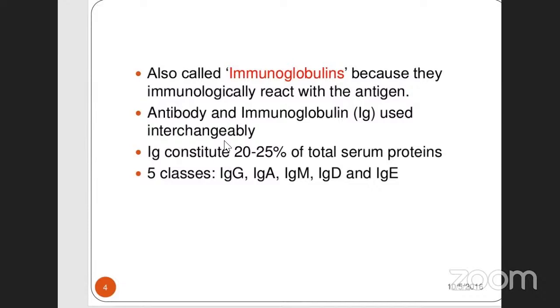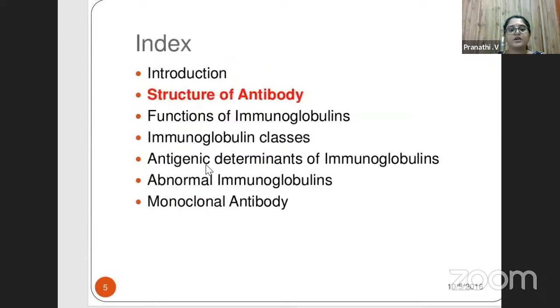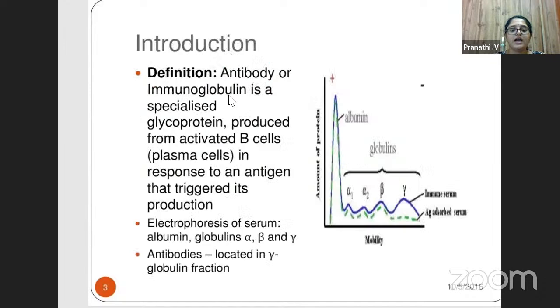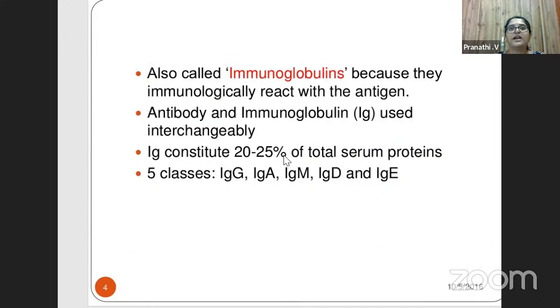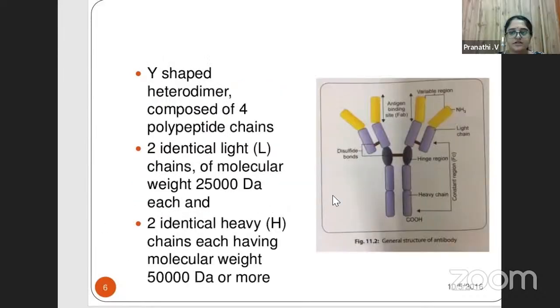The serum has different components such as proteins, glycolipids, and others. Of the proteins present in the serum, 20 to 25% belong to the immunoglobulins. We have 5 classes of immunoglobulins: IgG, IgE, IgM, IgA, and IgD. Let us have a small introduction to the different kinds of antibodies. Like I told you, there are 5 types of immunoglobulins.